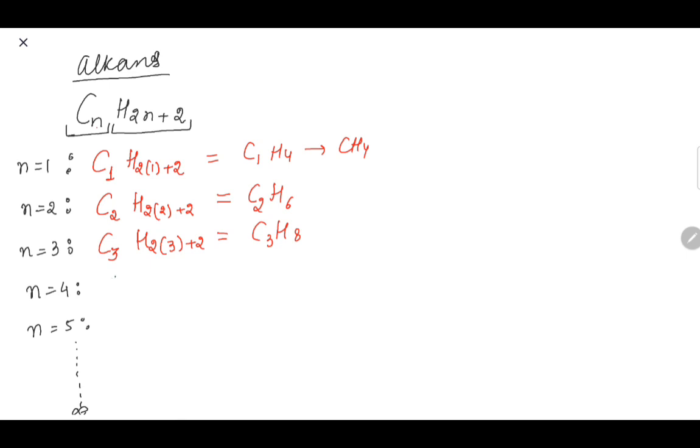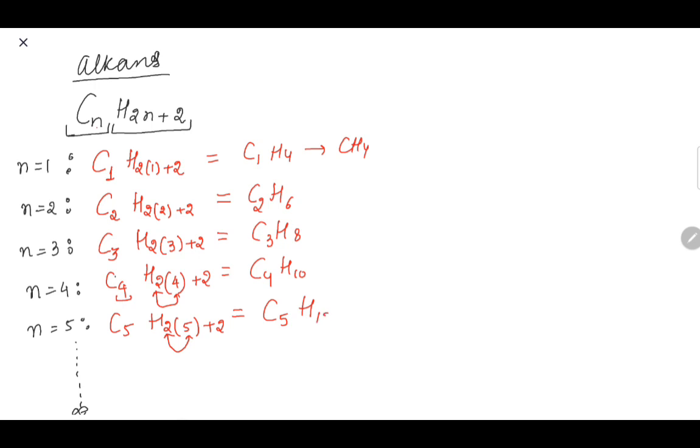Then you have C4 and H 2 times 4 plus 2. 2 times 4 is 8, 8 plus 2 is 10. So that becomes C4H10. If you put 5 as the subscript of C, it is 2 times 5 plus 2. So that is C5H12, since 2 times 5 is 10, plus 2 is 12. Yes or no? So what are these? These are all my alkanes.